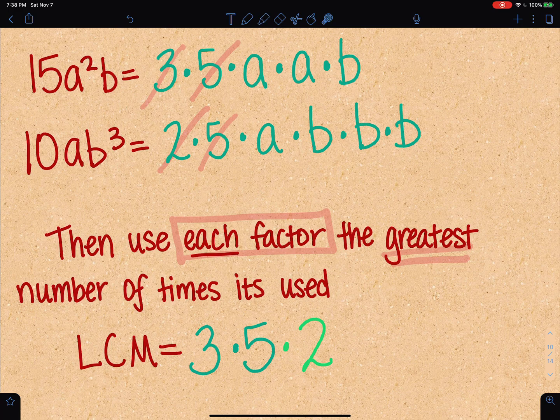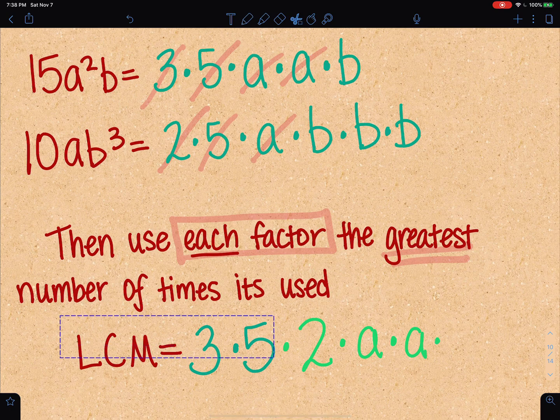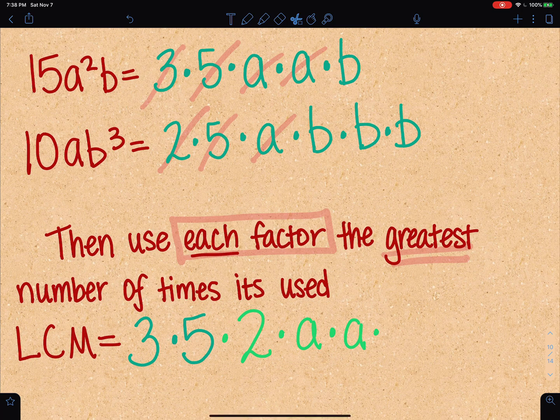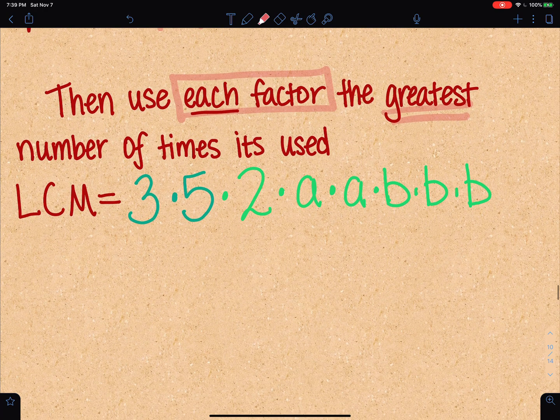Now let's do the same thing, but with letters. A shows up once here and twice here, so I need 2 A's. So I'm going to write A times A. And now I've taken care of these A's. What about the B? B shows up once here, and it shows up 3 times here. So I actually need 3 B's. I'm going to do B times B times B because it shows up 3 times, and now I've taken care of all of these B's. So I used everything, and now I can figure out the LCM.